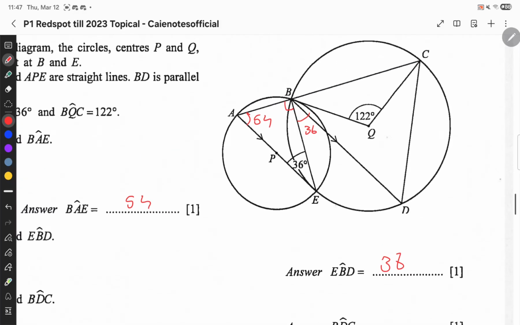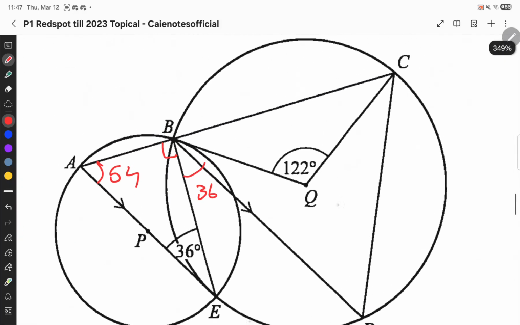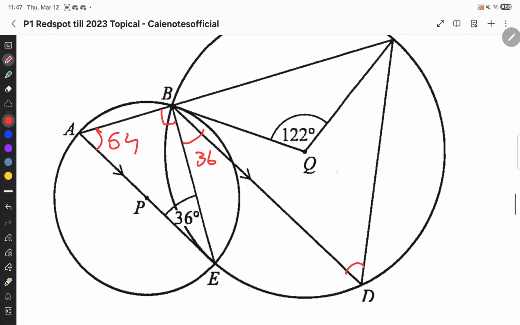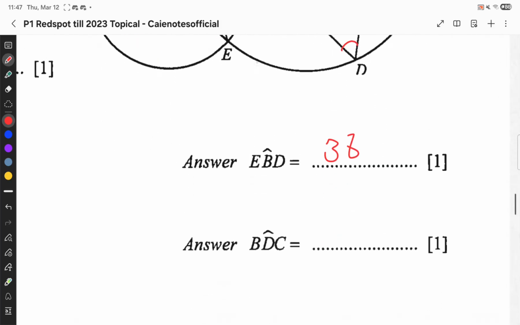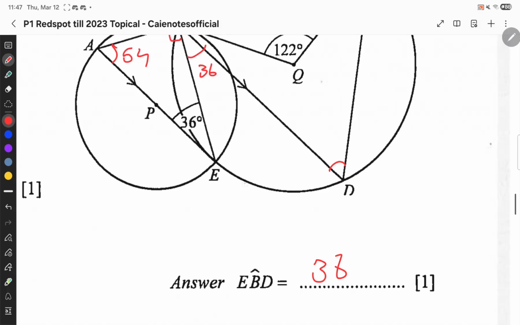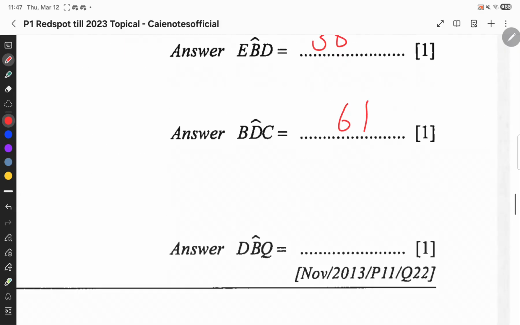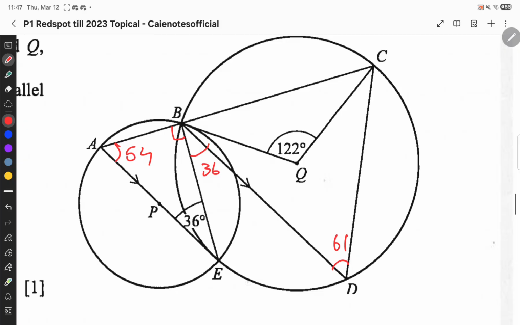Then we find BDC. BDC is this. Now this is the angle at circumference. These two face the same general direction, or are made by the same BC. So we can do 122 over 2, which is equal to 61, and that is our answer, 61. Done. Next, our final answer is DBQ.